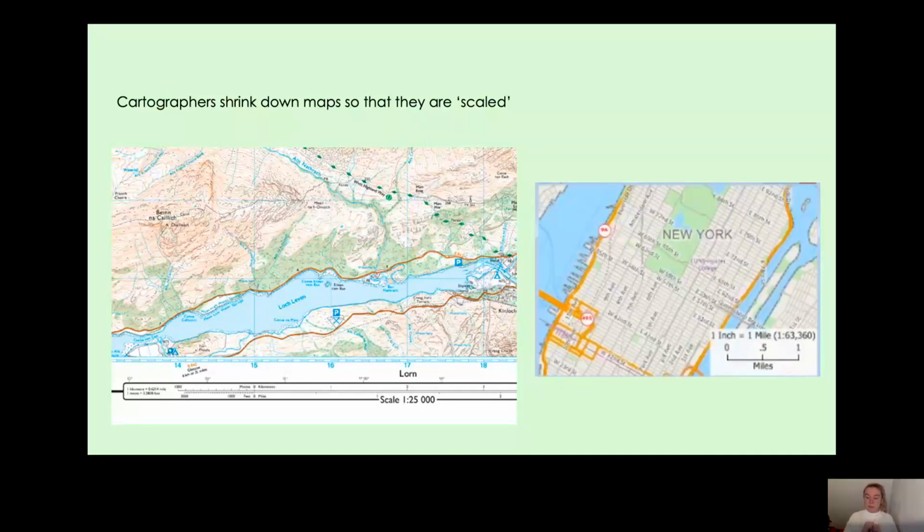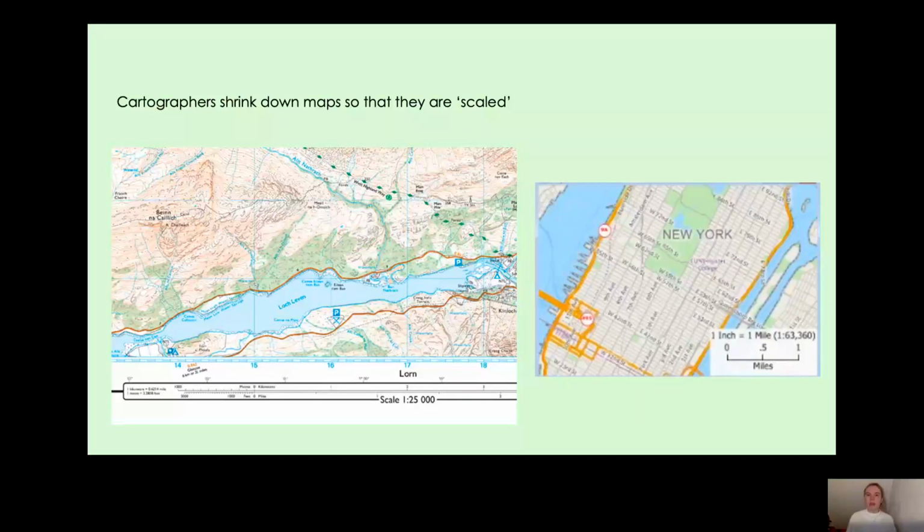Well, scaled shows the size of the representation on the map compared to the size of the object in real life. So it tells you how much bigger the object in real life is compared to what it looks like on the map.